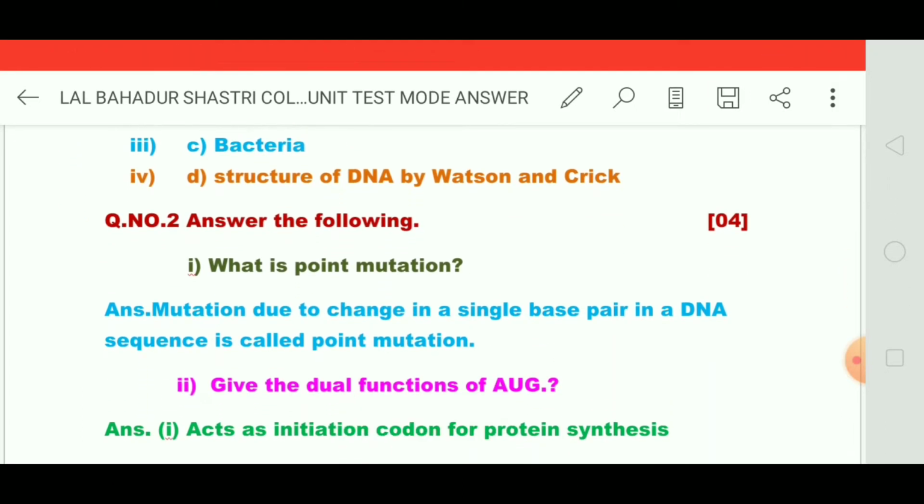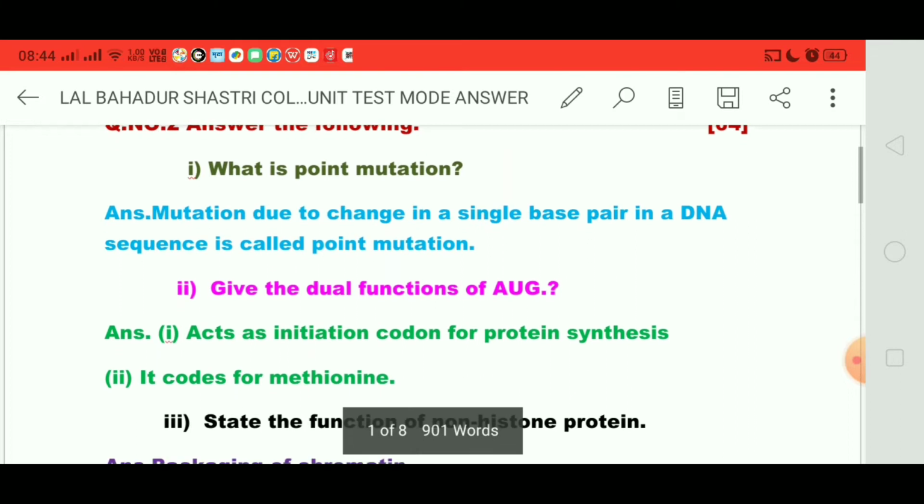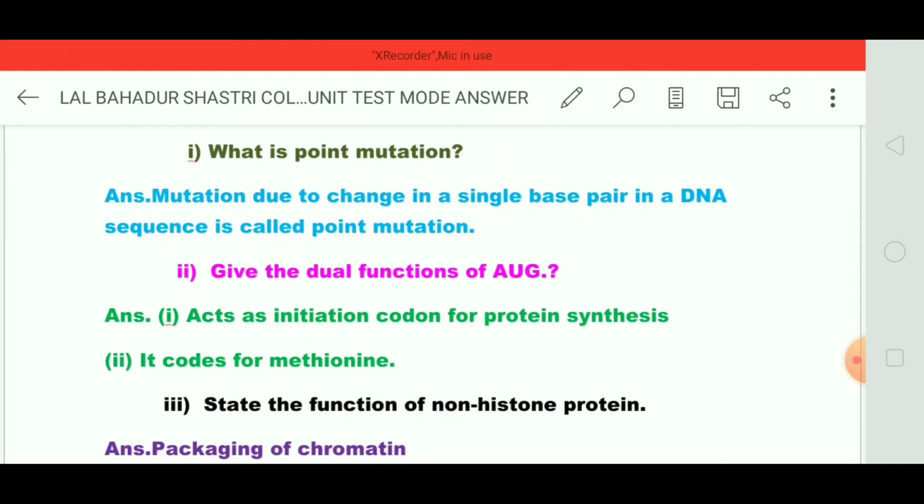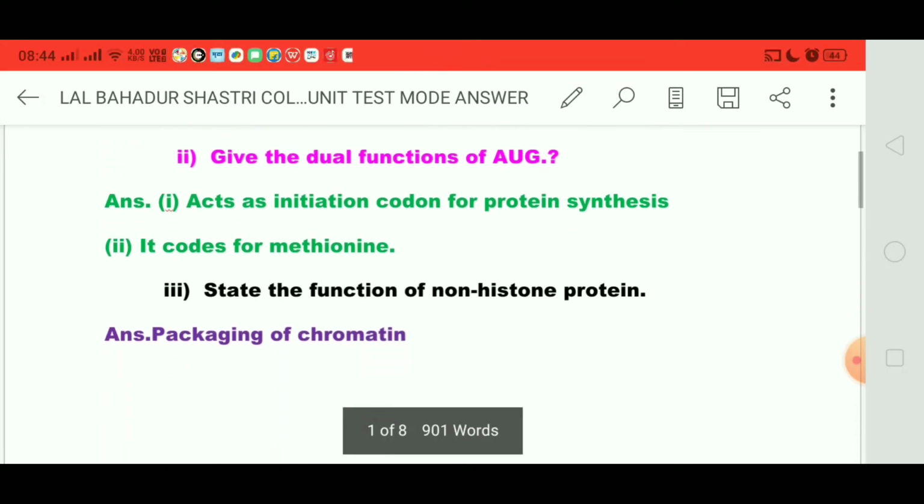What is point mutation? Answer: mutation due to change in a single base pair in a DNA sequence is called point mutation. Give the dual function of AUG. Answer: it acts as the initiation codon for protein synthesis. Second, it codes for methionine.